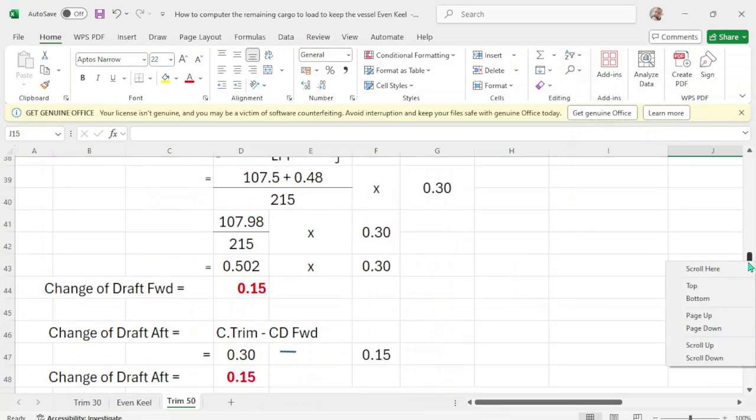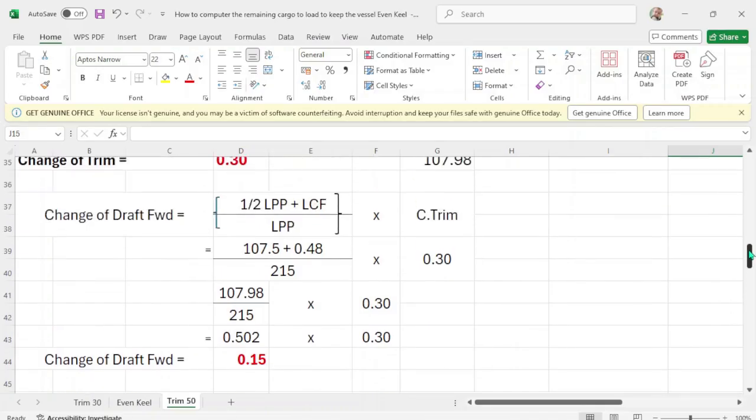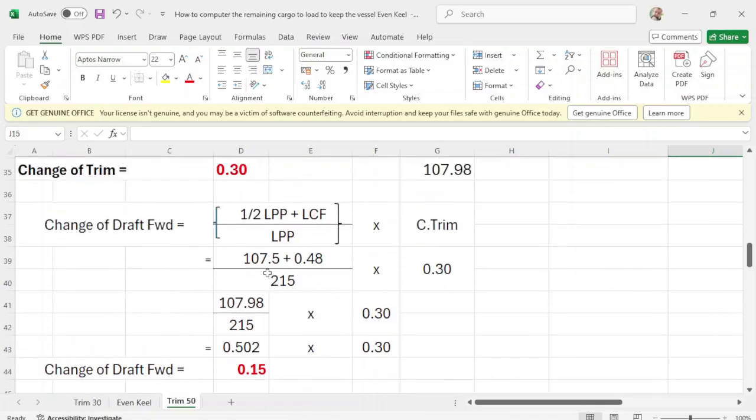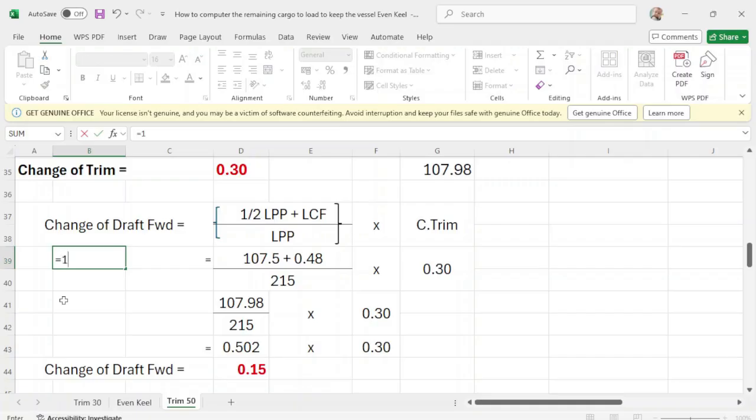So what do we do now? Add this one. So put it here, equals 107.5 plus 0.48. How much would that be?